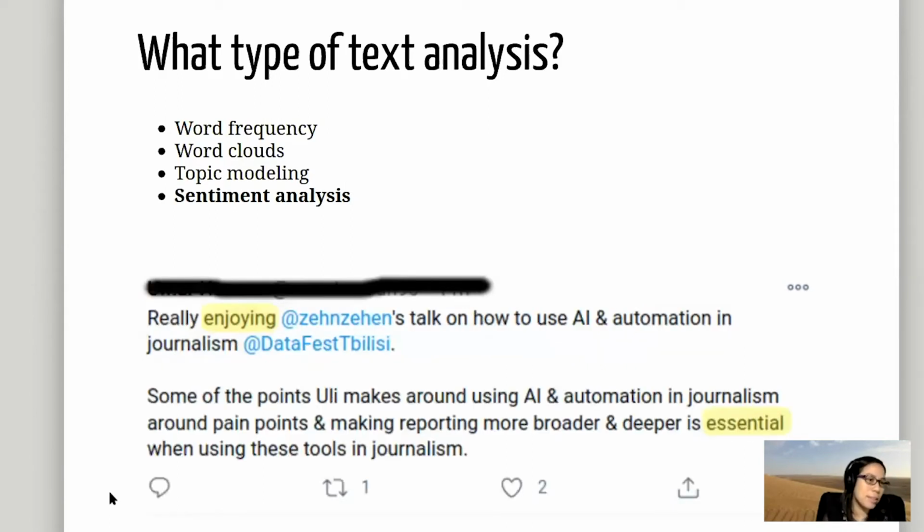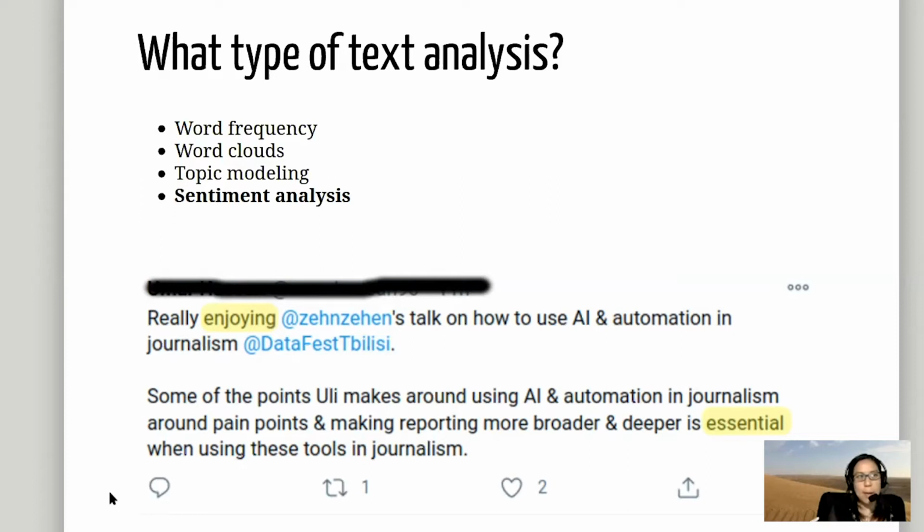We have another tweet that says, "Really enjoying Sensahan's, sorry if I'm butchering it, talk on how to use AI and automation in journalism, data festibility. Some of the points Uli makes around using AI and automation in journalism, around pain points and making reporting more broader and deeper, is essential when using these tools in journalism." So again, we see that this is a positive tweet. Enjoying is a very positive word, essential as well. So this is the kind of analysis that is called sentiment analysis.